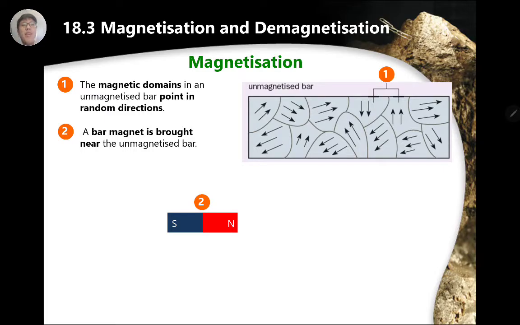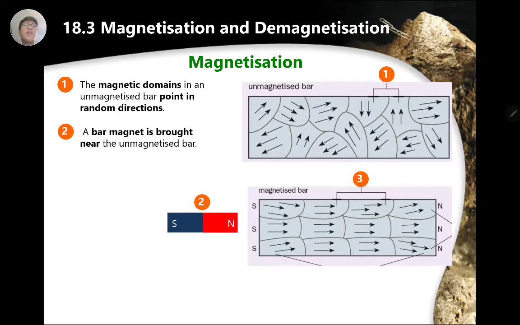But when a bar magnet is brought near to an unmagnetized bar, what do you see happen? Let's see if you can follow this reasoning. These domains closest to the magnet are little magnets. If there's a north pole here, we know that the south poles will be attracted to the north pole, so these will turn to align with this.